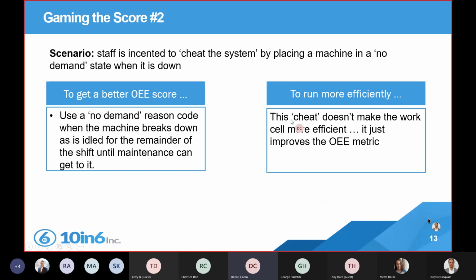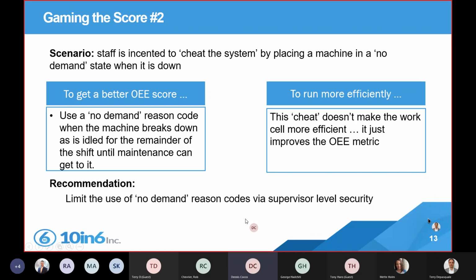So again, the cheat doesn't make your cell more efficient. It just improves your OEE score. Our recommendation on here is that, yes, there are going to be cases where you need to be able to put the machine into a no demand state, but you have to require a supervisor level security clearance in order to do that.